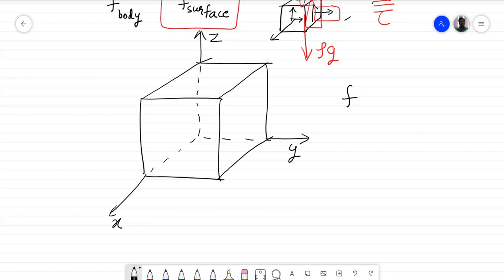So we'll say Fy equal to m dv by dt. So we are going to write just the y component. Here v is the velocity in the y direction and Fy are the forces in the y direction.